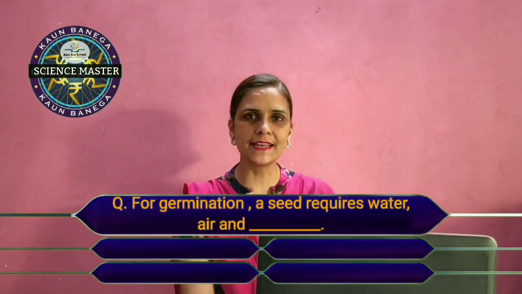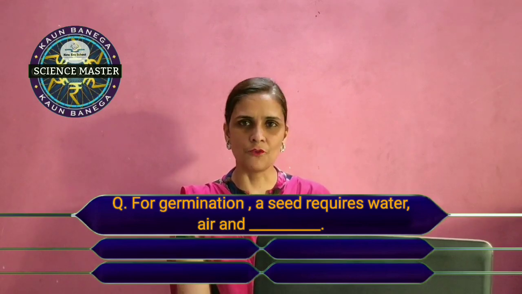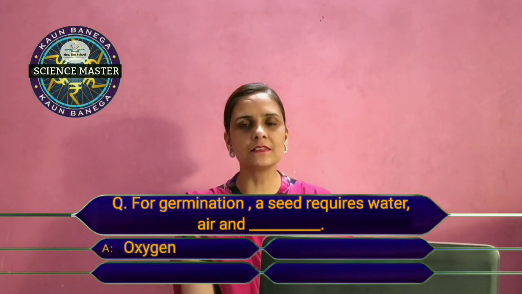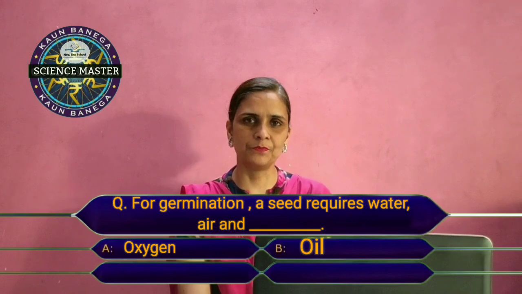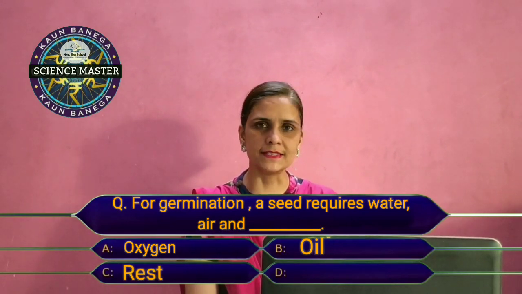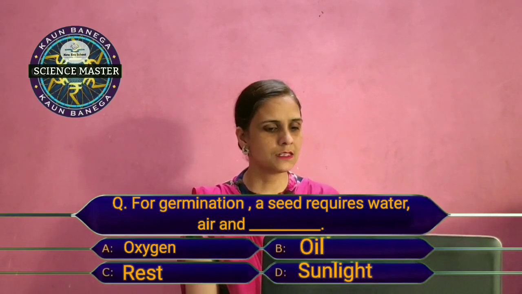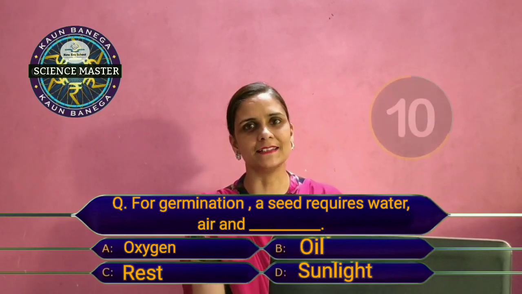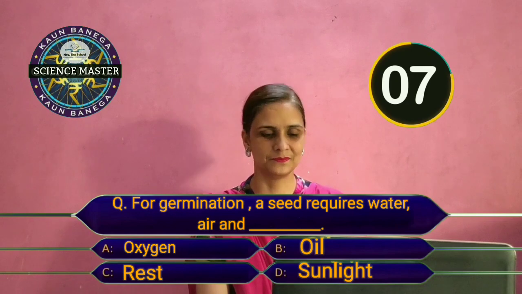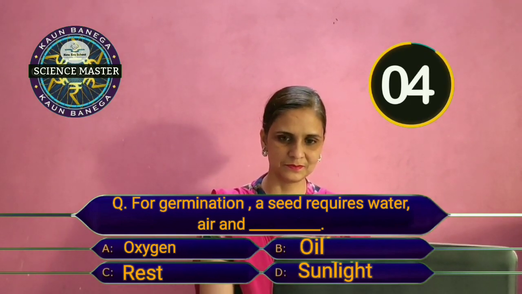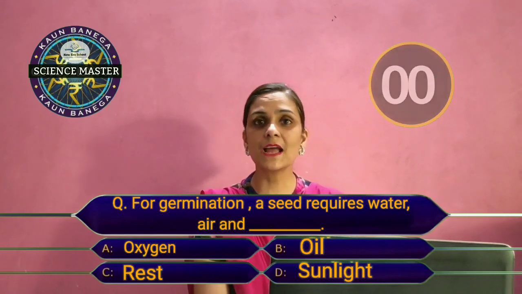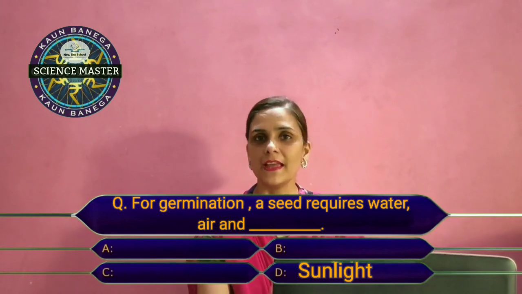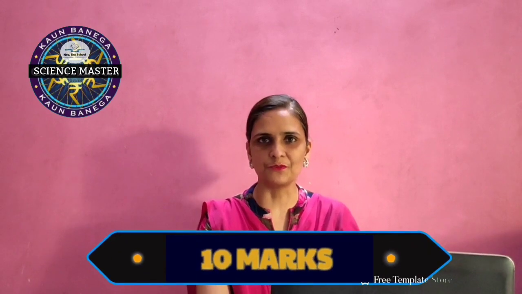For germination, a seed requires water, air, and dash. Your options are A. Oxygen, B. Oil, C. Rest, or D. Sunlight. Your time has already started. Time up. What is your correct answer? My answer is sunlight. So, if you are correct, again add 10 points to your scoreboard.